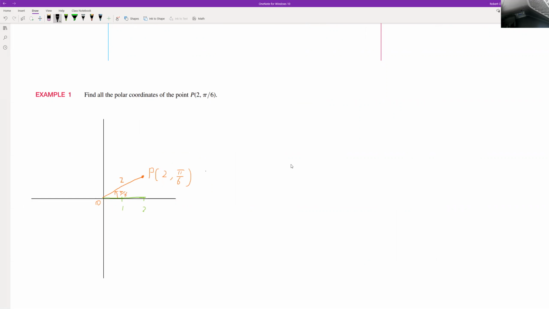First, we know we can get there by rotating pi over 6, and we can also rotate a full rotation before hitting pi over 6. So we can do P of 2 and pi over 6 plus 2 pi. That will give us the same point, because 2 pi is a full rotation, and then we get to pi over 6 by rotating an extra pi over 6. And we can do 2 full rotations, plus 4 pi, and then we'll get to the same point as well.